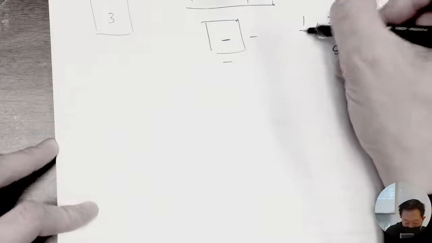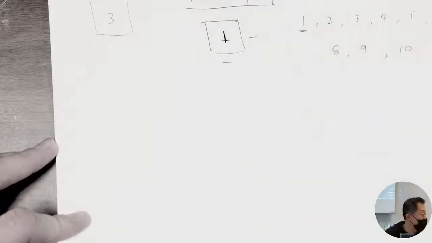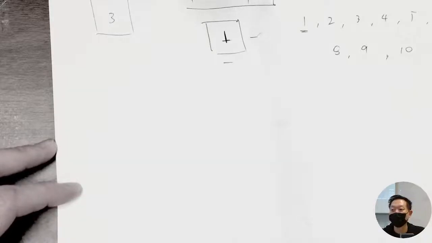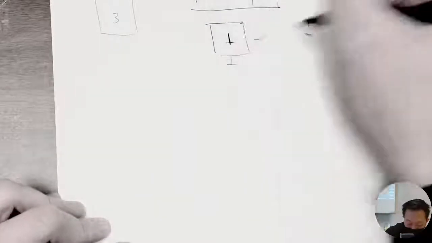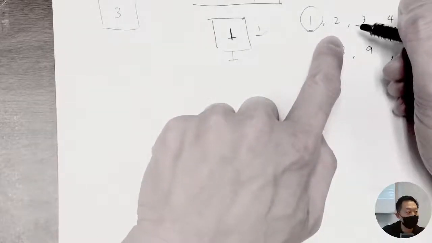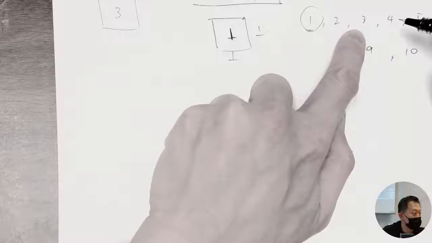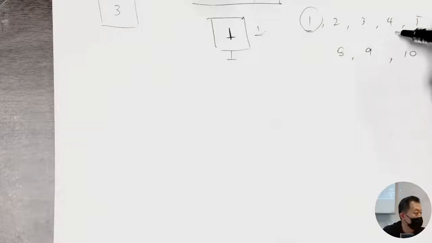Is 1 a perfect square? How do you tell? Is there two numbers that multiply to 1? Yes, 1 and 1. So 1 is a perfect square. Is 2 a perfect square? Are there two numbers that multiply to 2? No. 3? No. So basically all the prime numbers will not be perfect squares. How about 4? Yes, 2 and 2, so that's a perfect square.